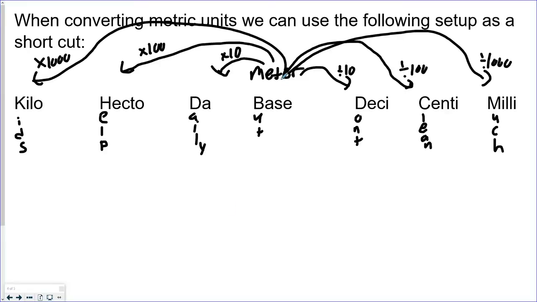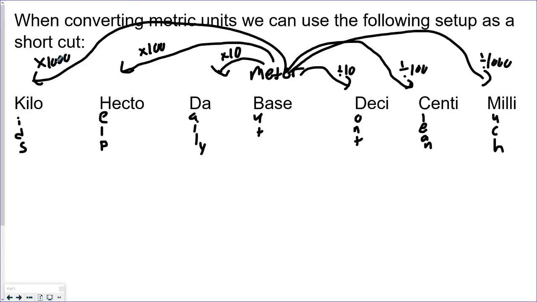So 1 meter contains or can be split into 10 decimeters. 1 meter can be split into 100 centimeters. And 1 meter can be split into 1,000 millimeters. But again, all these conversions are based off of powers of 10.